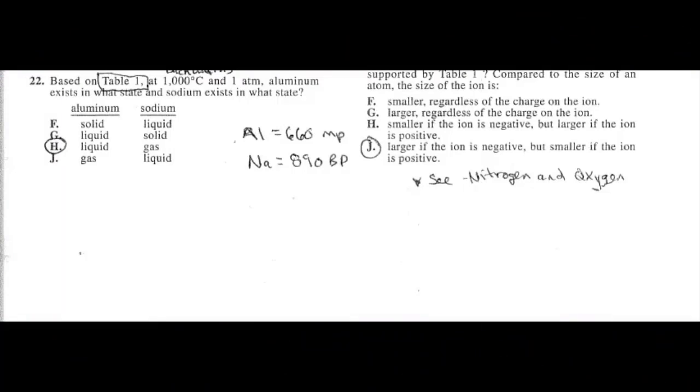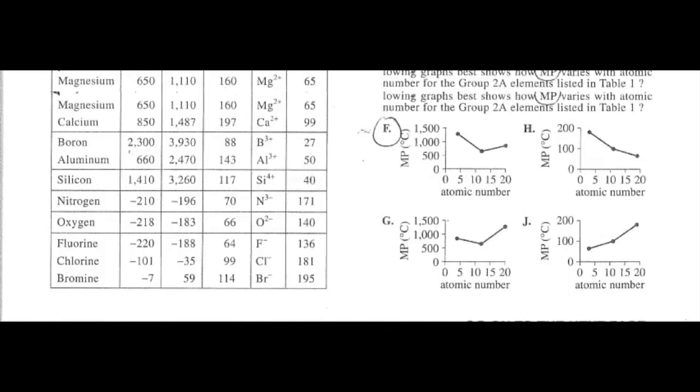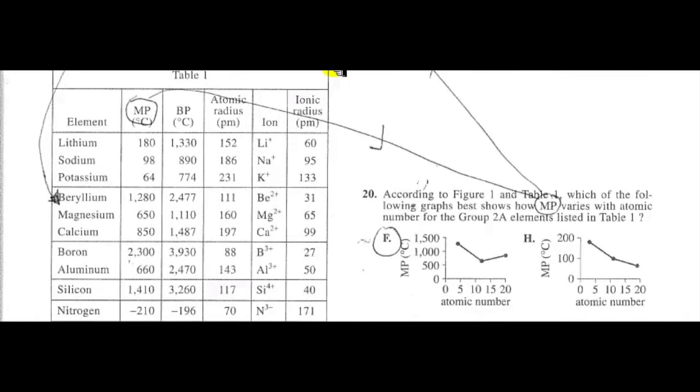Test 70A, Science, Practice Problem number 22. Number 22 reads, based on Table 1, at 1,000 degrees Celsius and 1 atm, aluminum exists at what state and sodium exists at what state? First things first, we need to go to Table 1, find aluminum and sodium, and keep in mind that we are now at a temperature of 1,000. We go up here to Table 1. Here is Table 1. Let's go ahead and find aluminum.